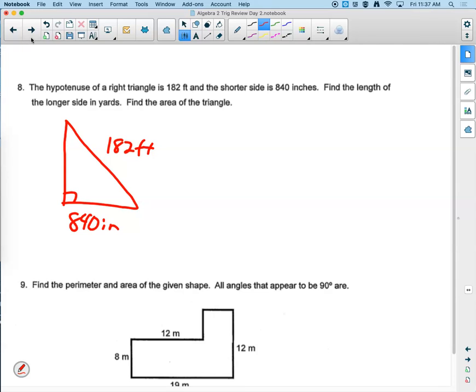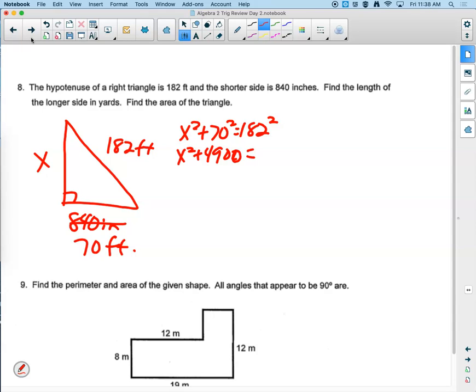So if this is 840 inches, what should I type in to get that into feet? Yep. So 70 feet. I'm not going to use that 840. I'm going to use 70 feet. Any ideas how we could get the other side? Yeah, let's use the Pythagorean theorem. We did that yesterday, so we'll make that one x. X squared plus 70 squared equals 182 squared. X squared plus 4,900 equals, I don't know, we'll have to punch that one in. Not many people have 182 squared memorized. 33,124.